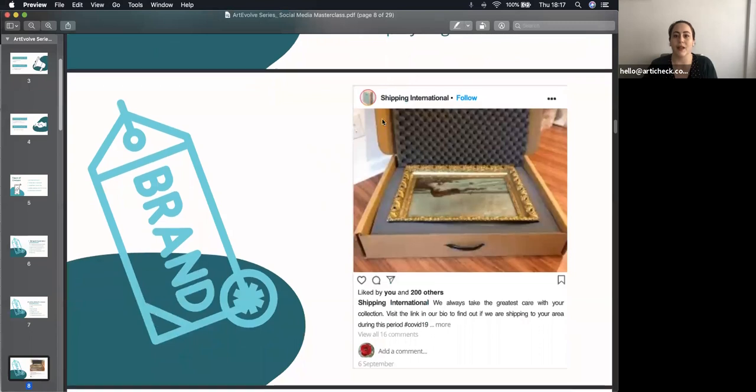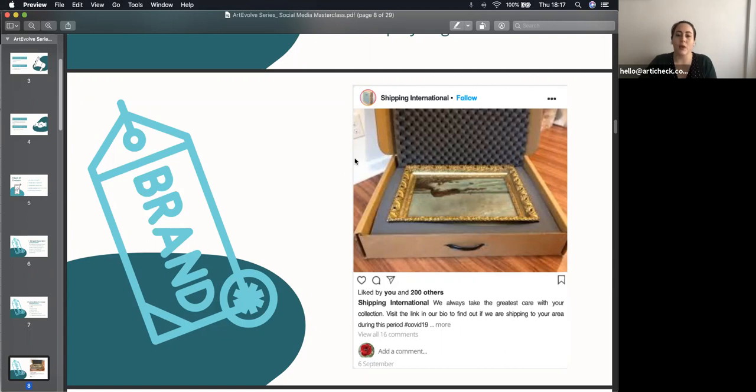So here is one example. I have made these examples. They're all going to be Instagram examples because I think that's a platform that all of us are quite familiar with being in the art world, but they're going to be sort of different industries. So here is a fictional company, Shipping International.